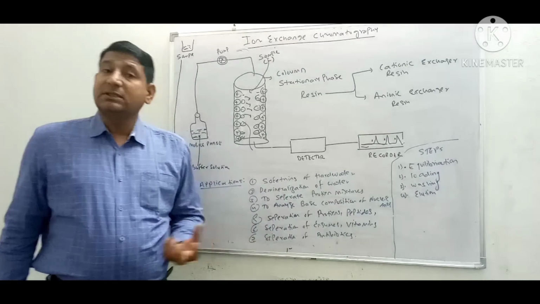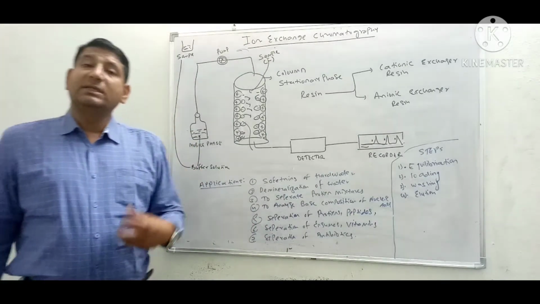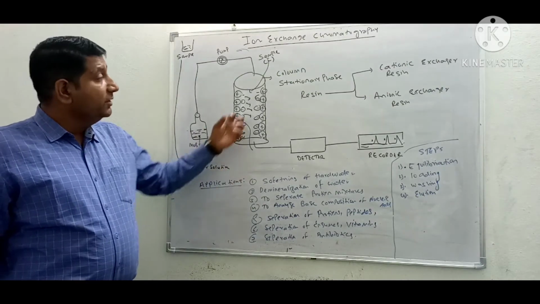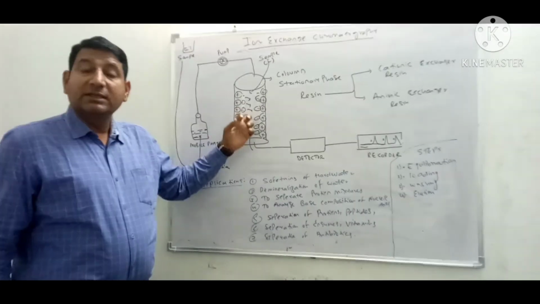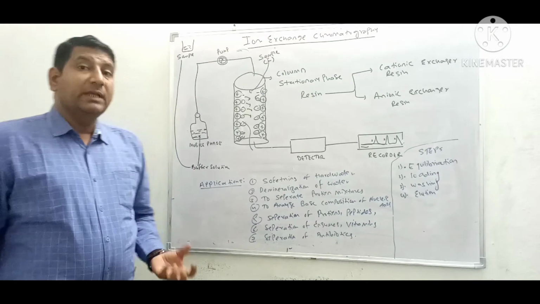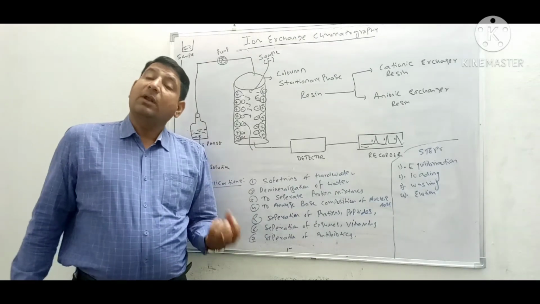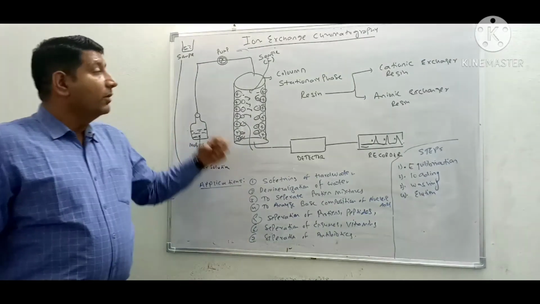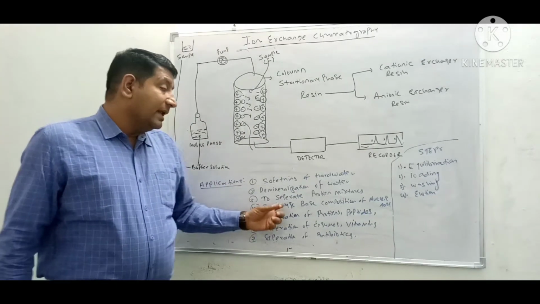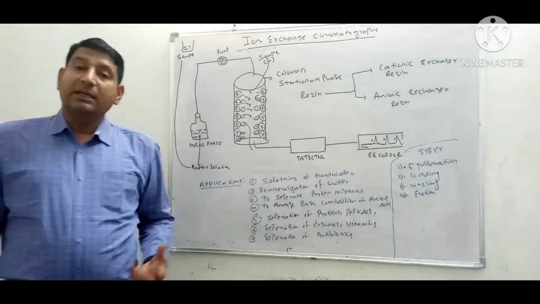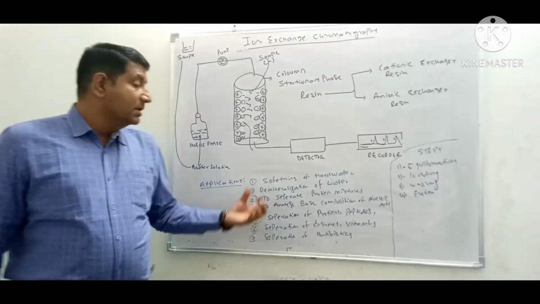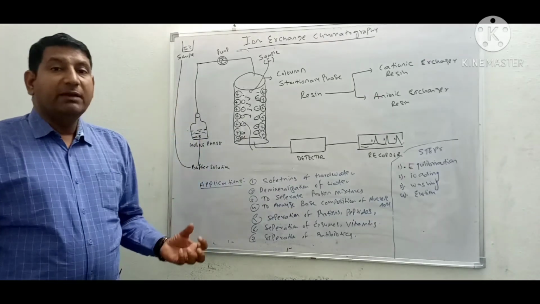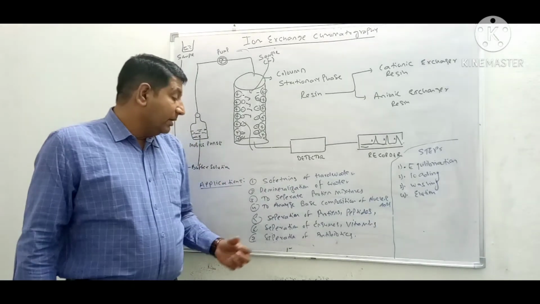Separate protein mixtures. Proteins contain amino acids. Amino acids can be negatively charged or positively charged. If the amino acid is negatively charged, we use anion exchange resins to separate these proteins. If the amino acids are positively charged, we use cation exchange resins for separation. Then, to analyze the base composition of nucleic acids, which are also charged molecules, they are separated and their composition can be determined with the help of ion exchange chromatography.